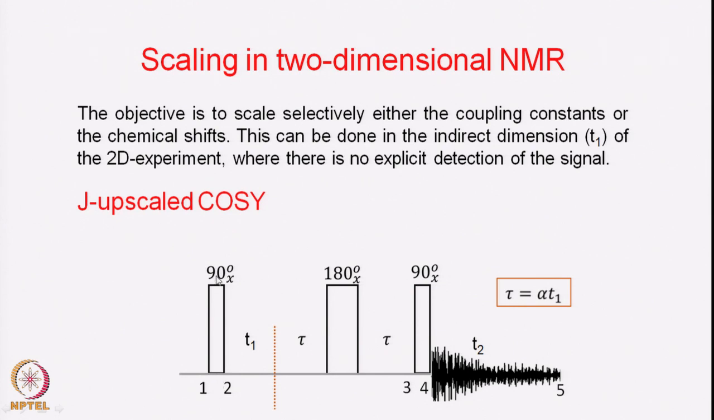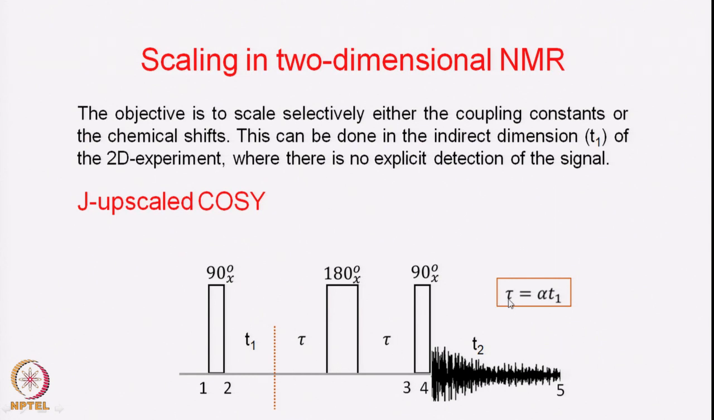You have the 90-degree pulse, and this will be followed by the T1 evolution period, and that will be followed by an extension of the evolution period, which consists of tau 180 tau, and then you have the detection pulse, the 90-degree X pulse as in the COSY. So this part of the pulse sequence, which is tau 180 tau, is like a spin echo sequence, right? And therefore, this is a kind of an extension of the evolution period.